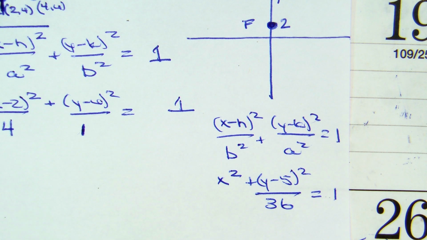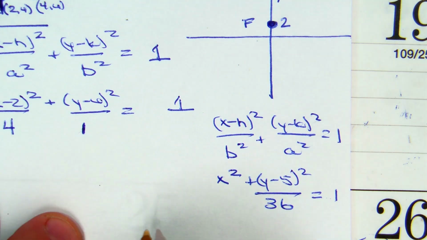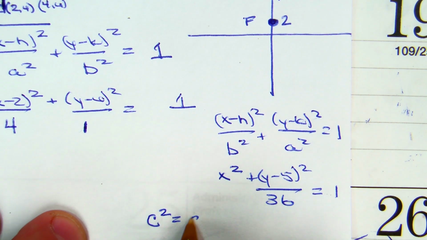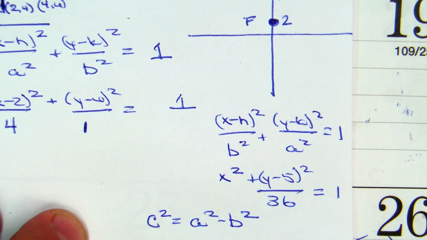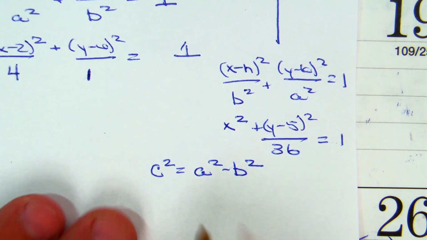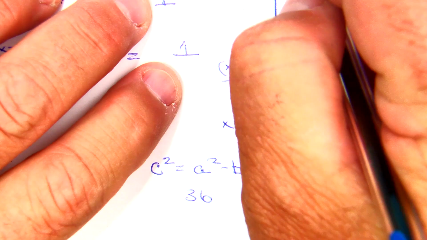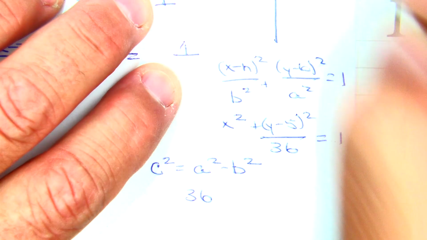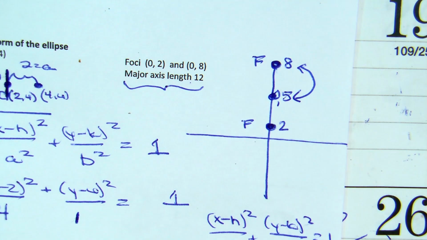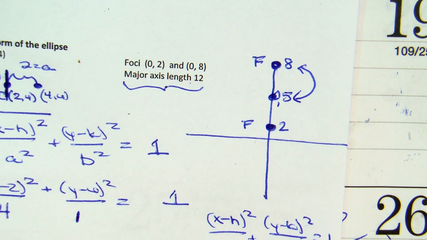Make sense? If they're giving nothing, and I do mean nothing, no piece of information about the co-vertices, at that point, that's when you need to use the foci. c² equals a² minus b². We already know the a², that's 36. We did that in the last part. What we're going to find is c, the distance from the center to the foci, to either focus. How far is it from 5 to 8? 3. That means that c is 3 and c² is 9.